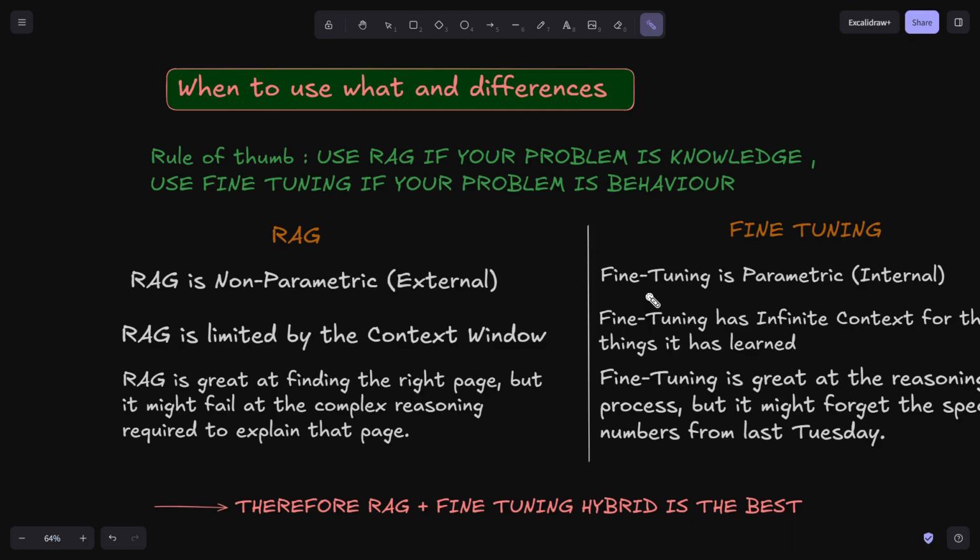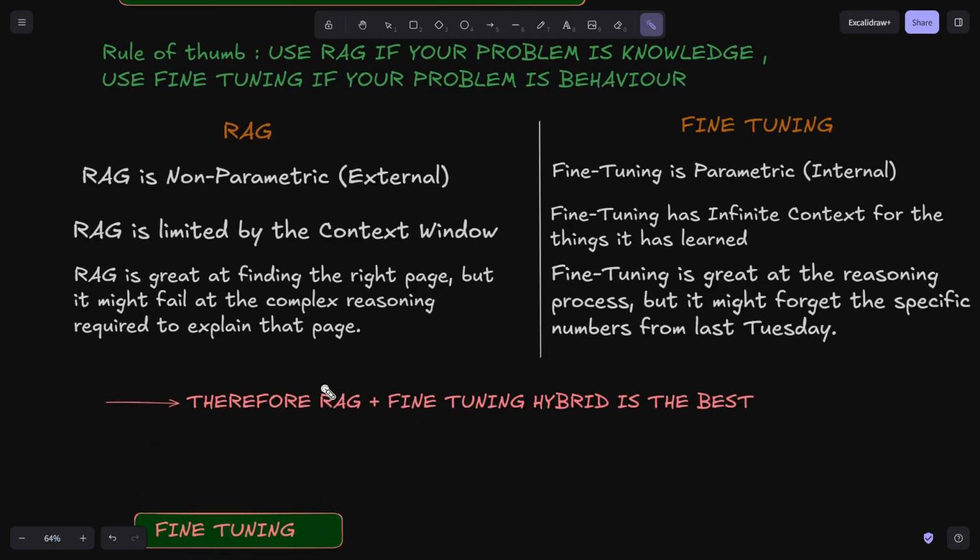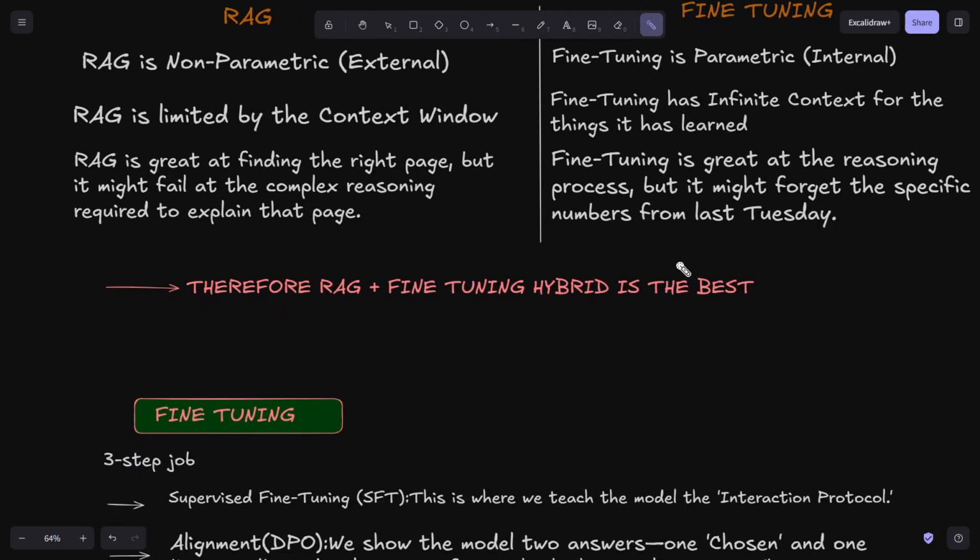RAG has limited context. Whatever documents you provide become its context. Whereas fine tuning has infinite context for things it learns. RAG is perfect for finding the right page, but it might fail at complex reasoning, like if we need something inside that page. Whereas fine tuning is perfect for reasoning, but it might forget data like some numbers from last Tuesday. Hence, a hybrid model consisting of both RAG and fine tuning works the best, wherein we'll be using RAG for finding context and fine tuning for reasoning.